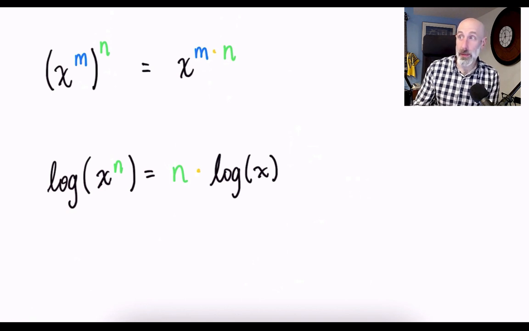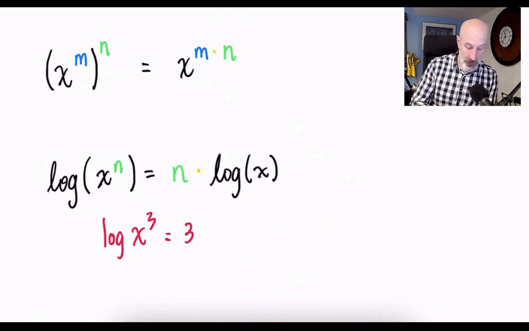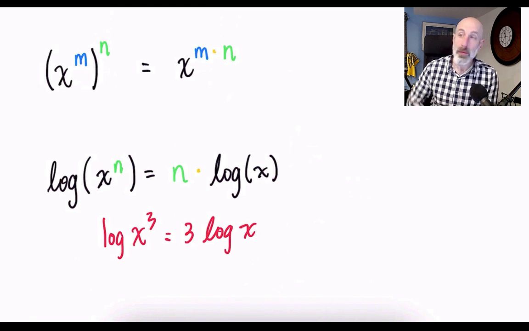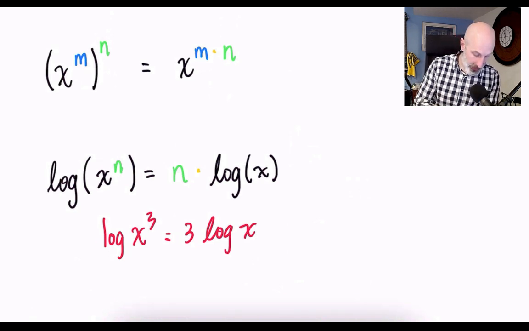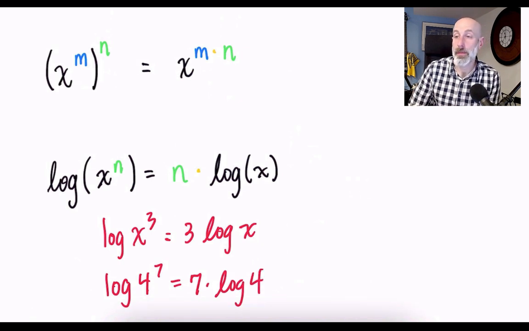A practical example is probably what you would think. I mean, I could take the same exact problem, but slap a power on there. Log of x cubed can be turned into 3 times the log of x. And then potentially with numbers, if I had log of 4 to the 7th power, I could bring that 7 down as a coefficient, 7 times the log of 4.